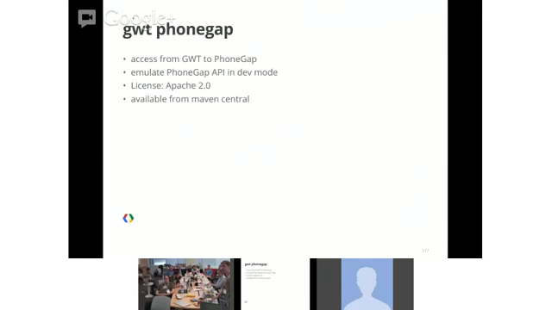You're just going to say PhoneGap.getDevice.getName, something like that, or PhoneGap.getGeolocation.getWatch current location. And you can do that directly from Java. The cool thing is we're just using deferred binding, so you can actually develop your application inside the browser, and we just emulate the whole API for you. Since this is done by deferred binding, there is no runtime penalty to it. So if you're on an actual device, it'll just take another permutation there.